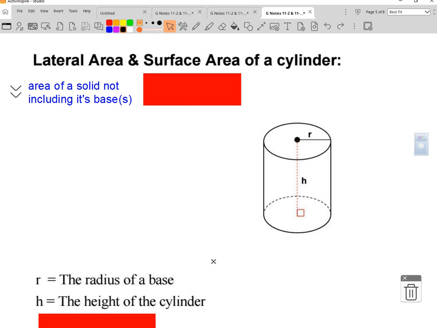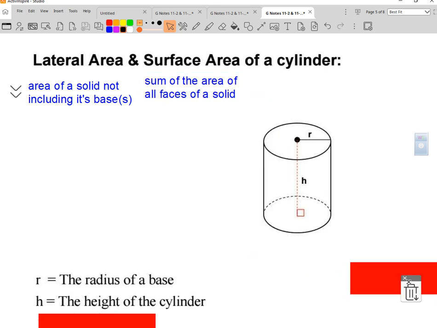The surface area of the whole thing is going to be the area of the curved surface plus the area of this circle on the end and the area of this circle on the other end. So curved surface plus this circle plus this circle. So the surface area is the sum of the area of all the faces of a solid. So in this case, technically, we would not call the curved surface a face. Typically, faces are flat sides, but I'm using it here.